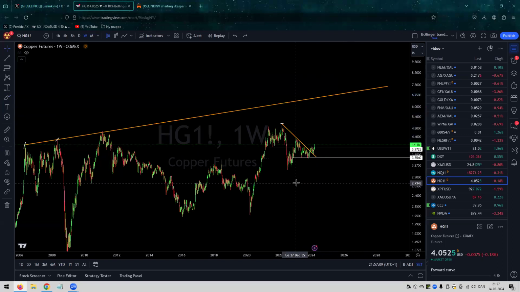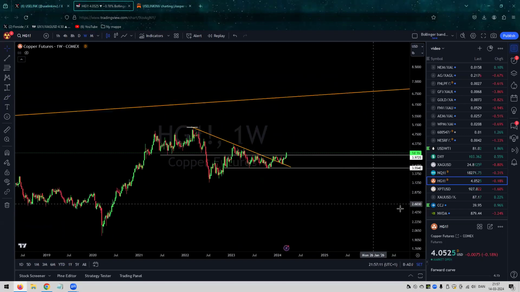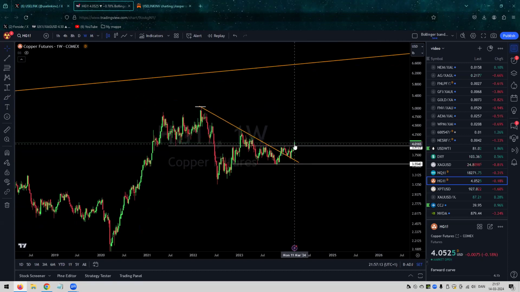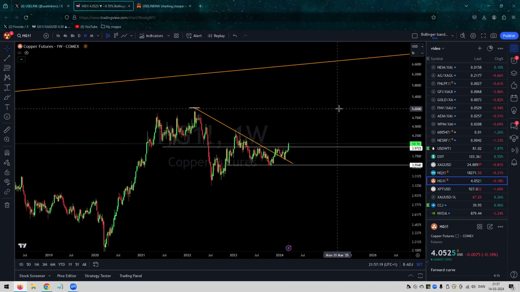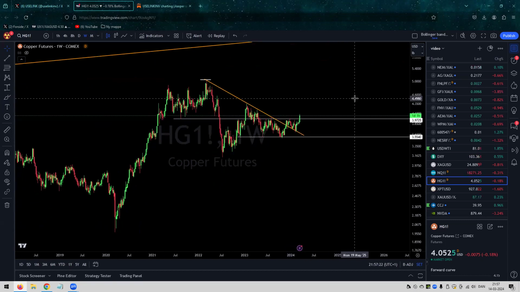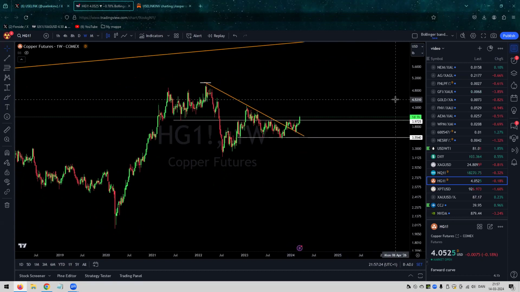So copper, if we hold these levels here for a week or two without going back below 4, the trajectory in my view is set for a lot higher copper prices, and that would be in alignment with silver, as mentioned, higher gold prices, and potentially the lower Dixie.